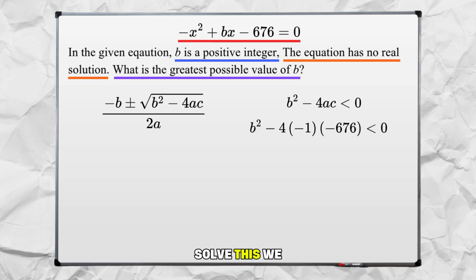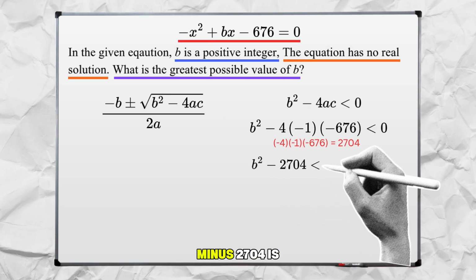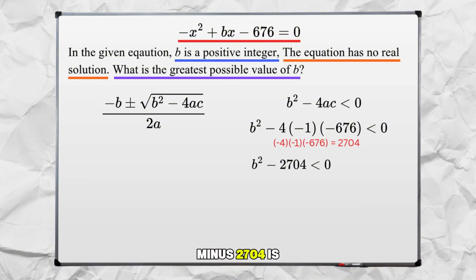How do we solve this? We know that b squared minus 4 times negative 1 times negative 676 is less than 0. So the first thing we have to do is actually multiply these numbers out. 4 times negative 1 times negative 676 is equal to 2,704. So b squared minus 2,704 is less than 0. This right here is the equation that will give us our solution. This is important. Now, how do we solve for b here?